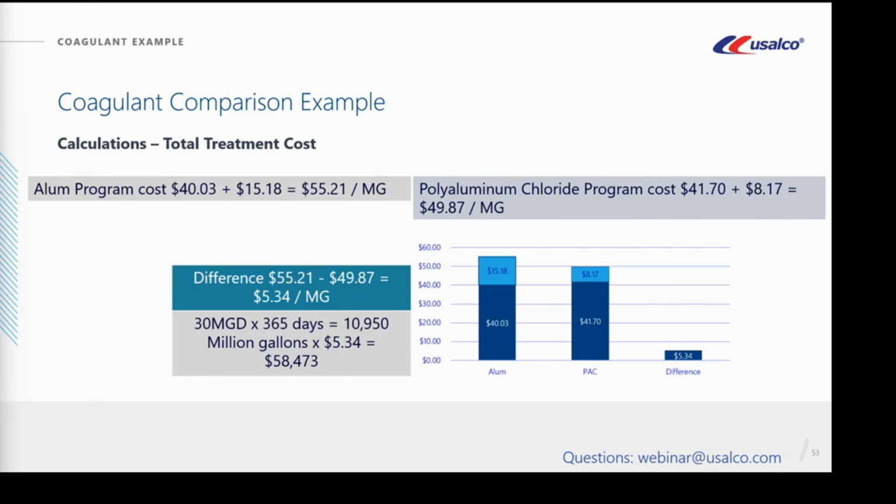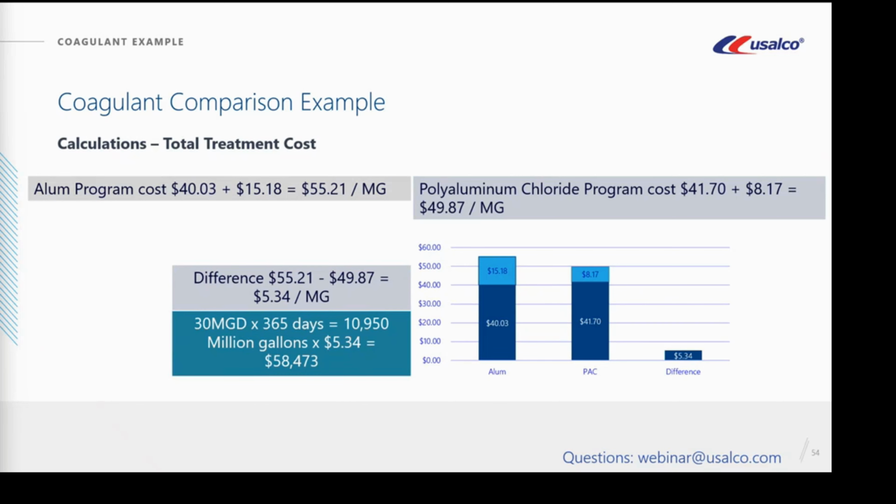The difference is easy to generate. We subtract the PAC cost from the alum cost to generate $5.34 per million gallons treated. We then take 30 mgd and multiply it by 365 days in the year to generate the total plant production for the year of 10,950 million gallons, which is about 11 billion gallons of water per year. For this scenario, the treatment plant would save approximately $58,473.